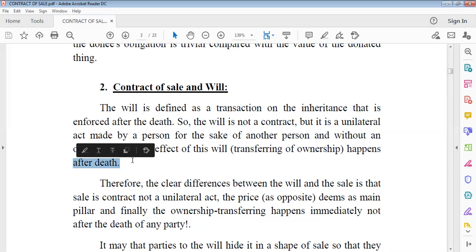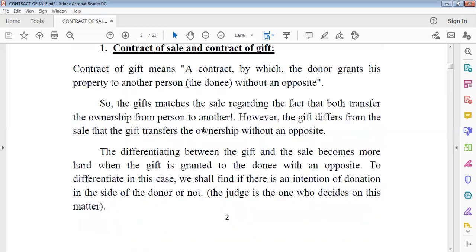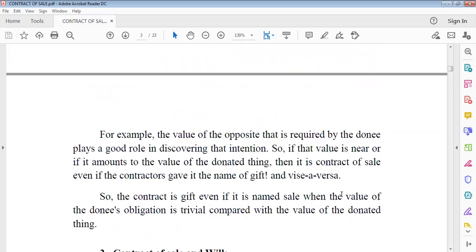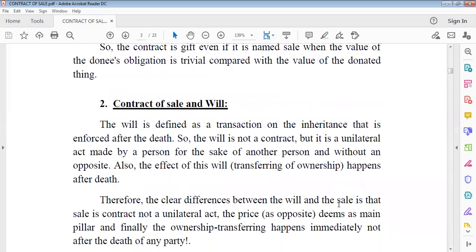So the difference between the contract of sale and the will is that in the contract of sale, the ownership is transferred from the seller to the buyer at the time of the contracting, if the sold thing is a self-decided thing. If it is a type-decided thing, then its ownership will move after the sorting process, بعد عملية الفرز. And if it is an immovable thing, the ownership would transfer after the registration process, right? So in the contract of sale, the ownership of the thing is transferred from one person to another in the life of the seller. However, in the will, the thing will be transferred to the willee, I mean the person who is the beneficiary of the will, after the death of the willer, بعد ما ماتوا.